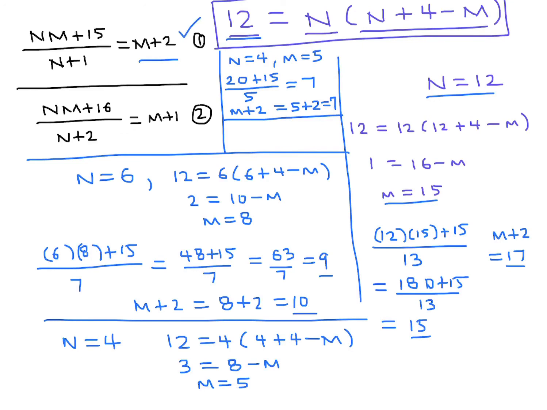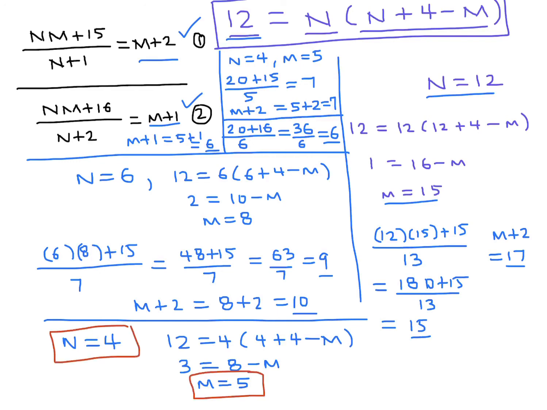Now we've got to verify number 2. nm plus 16, so 20 plus 16, all over n plus 2, which is 4 plus 2, which is 6. So we got 36 over 6, which is 6. And that has to equal m plus 1. m is 5, 5 plus 1 is 6. Perfect. So 6 is equal to 6. We have verified both of them. So the correct answer is n is 4 and m is 5.